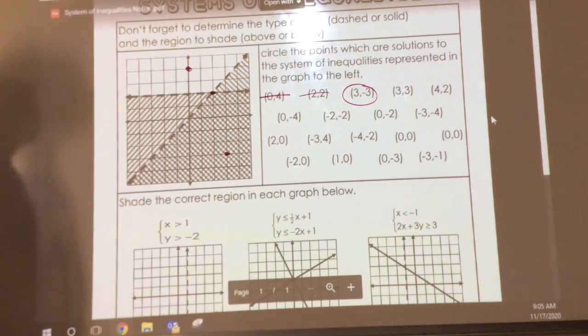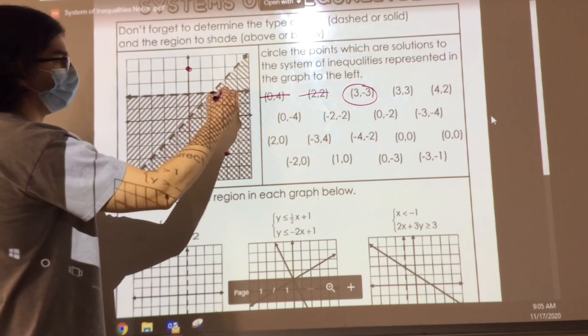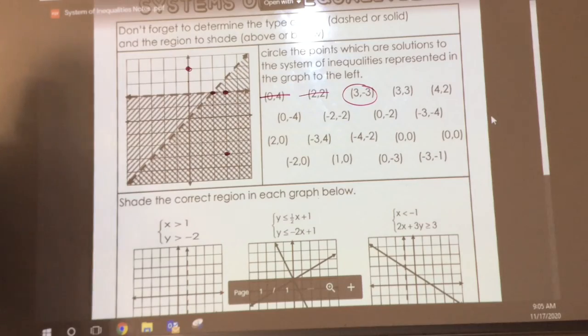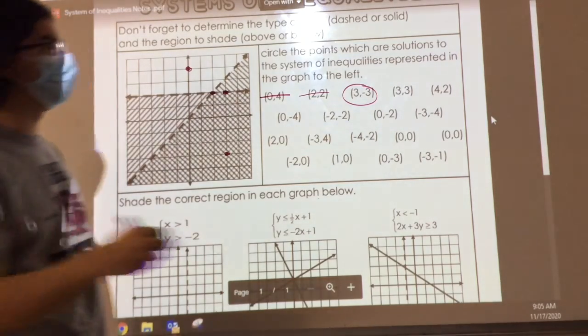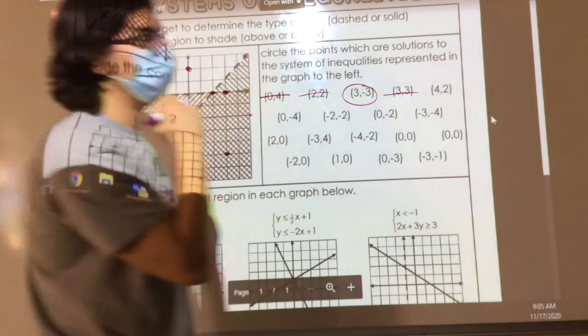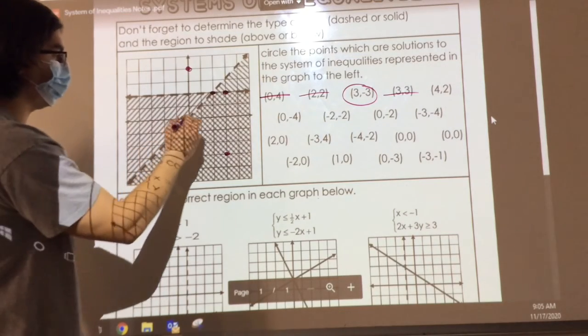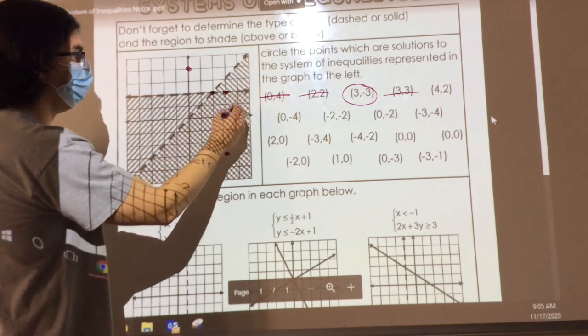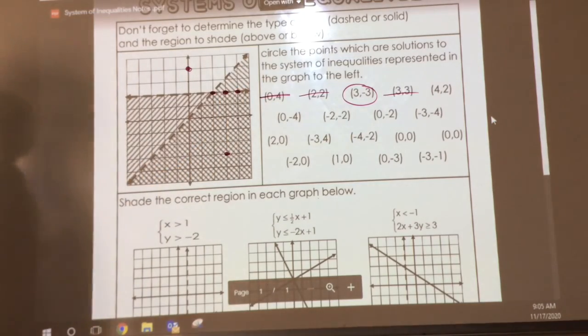How about (3, 3)? Here we go: 1, 2, 3, 1, 2, 3. What do y'all think about (3, 3)? Addison says no. I agree because it's on the dashed line. We good there? Am I going too fast? Okay, let's do (4, 2): 1, 2, 3, 4, 1, 2. What about (4, 2)? Same thing, it's on the dashed line.